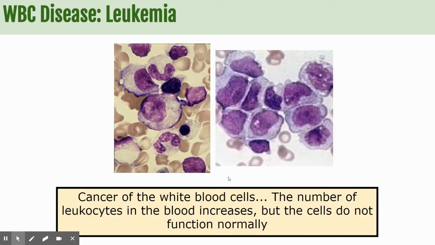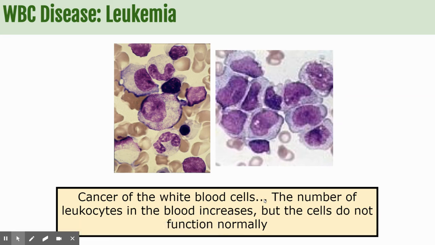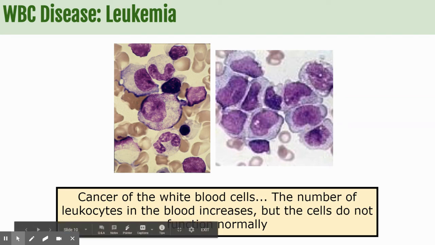One white blood cell disease that we're just going to point out right here is leukemia, which is cancer of the white blood cells. The number of white blood cells, or leukocytes, in the blood increases, but the cells don't actually function normally, so they're not working properly.